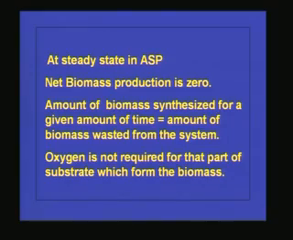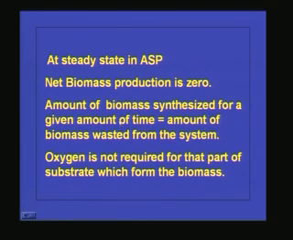So when we talk about the oxygen requirement, the organic matter which is getting converted to new cells will not be oxidized. For that, oxygen is not required. So how can we find the total oxygen requirement in an activated sludge process? We can find out the net biomass production in the system. At steady state we assume that the net biomass production in the system is 0. That means the amount of biomass synthesized in a given amount of time equals the amount of biomass wasted from the system.